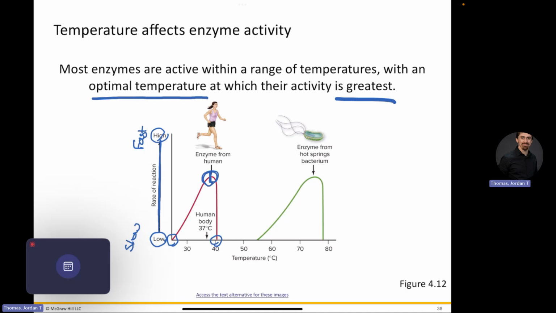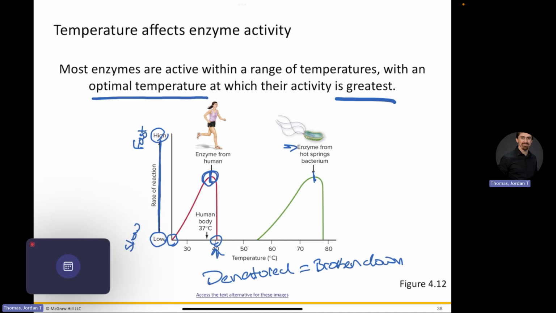In the next example, we have an enzyme from hot springs bacteria. So you can see their optimum temperature is way higher than ours because they live in a hotter, more extreme environment. The reason that enzymes a lot of times don't work at high temperatures is they go through what's called denaturing. They're denatured. Denatured means they're broken down. Denaturing means that the protein is unraveling, it's breaking apart, and can no longer function.